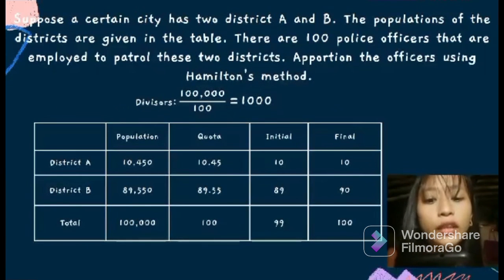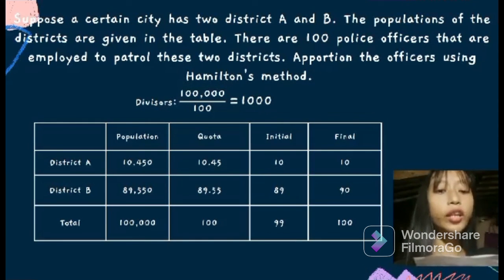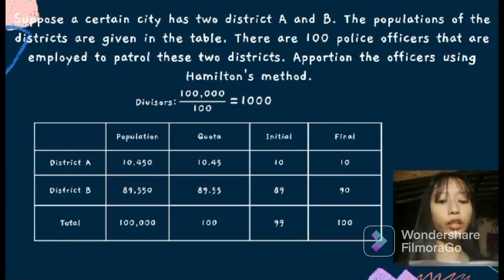Suppose a certain city has 2 districts, A and B. The populations of the districts are given in the table. There are 100 police officers that are employed to patrol these 2 districts, apportioned using Hamilton's method. So this is the example. First, we notice that the total population is 100,000 and the number of officers is 100. So the divisor that you can see here is 1,000. To find the quota, divide the district population by 1,000.